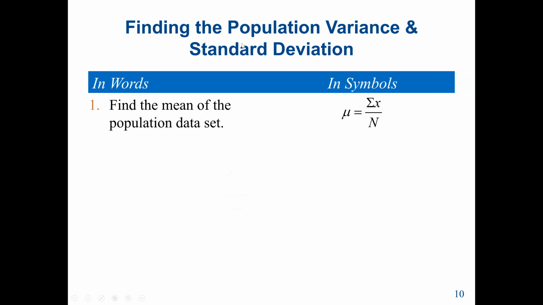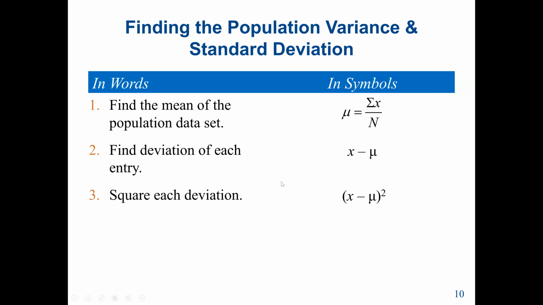So this is finding the population variance and standard deviation in words. The first thing we always do is find the mean of the population data set. The same thing applies to a sample also. We find the mean first, which is the sum of all the values divided by the population size. If we know the mean, we can find the deviation. As we saw earlier, deviation is each value minus the mean.